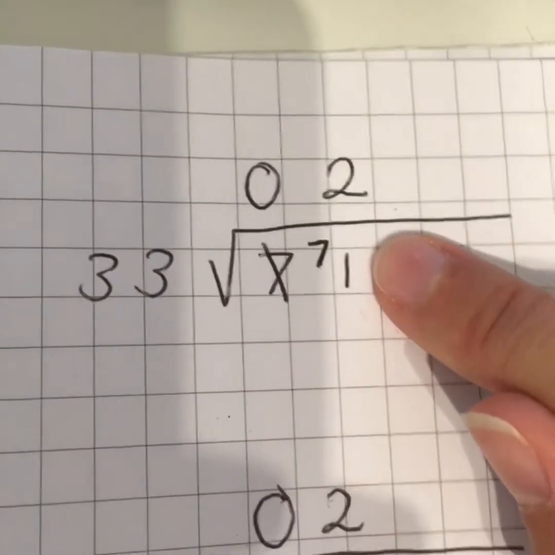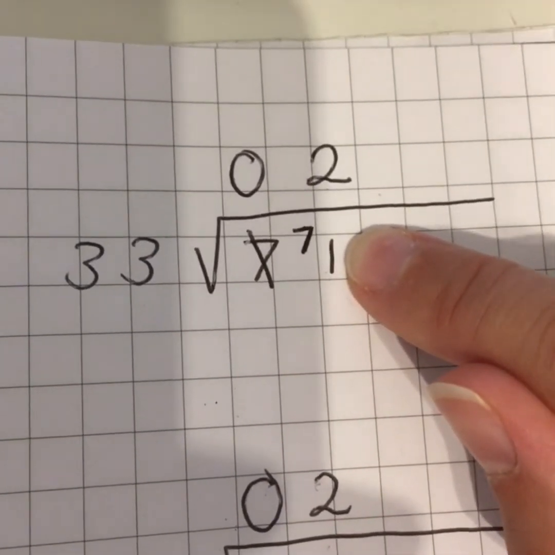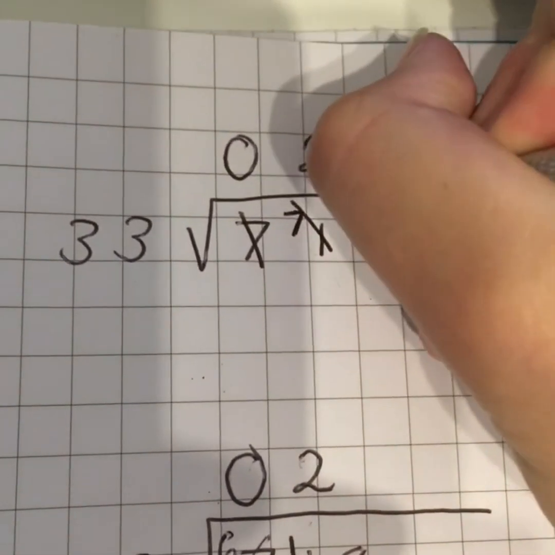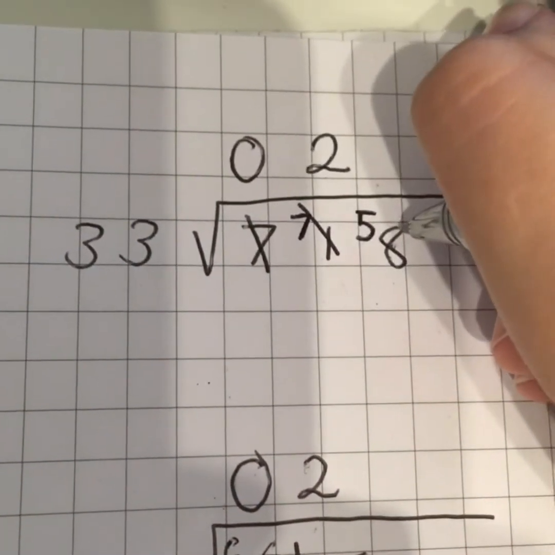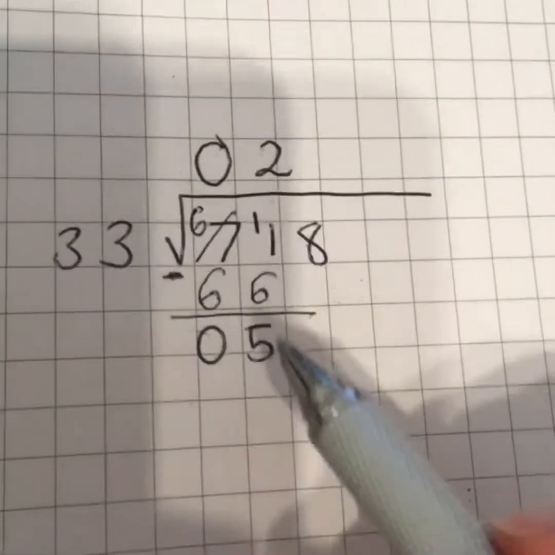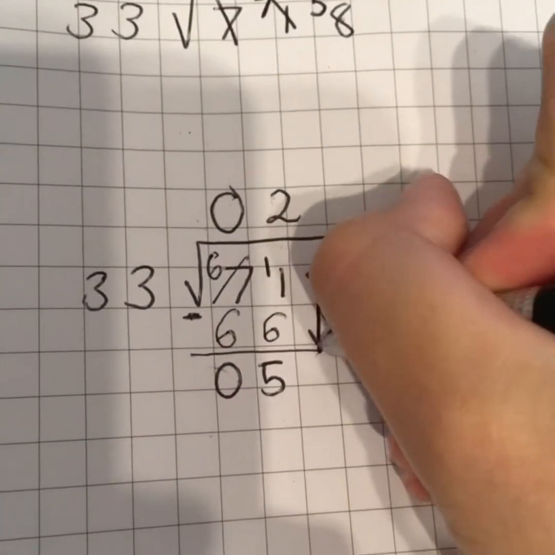Up here, I know that I've got 71 sweets. I've shared out 66. What's the difference between 66 and 71? It's 5. So I'm going to cross it out and I'm going to rename those 5 tens as 51. So now I've got 58. Here's my 5 tens. I'm now going to move this ones column down here.